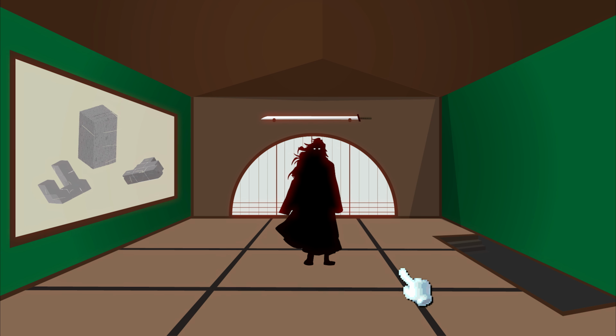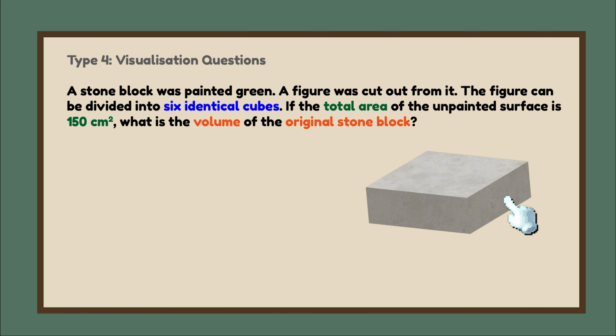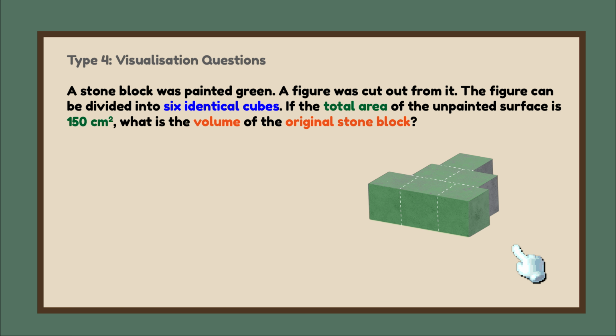Okay, final question. A stone block was painted green, and then a figure was cut from it, and this figure can be divided into 6 identical cubes. We know the total area of the unpainted surface, and we want to find the volume of the original stone block. I think we should start from finding the number of unpainted surfaces.